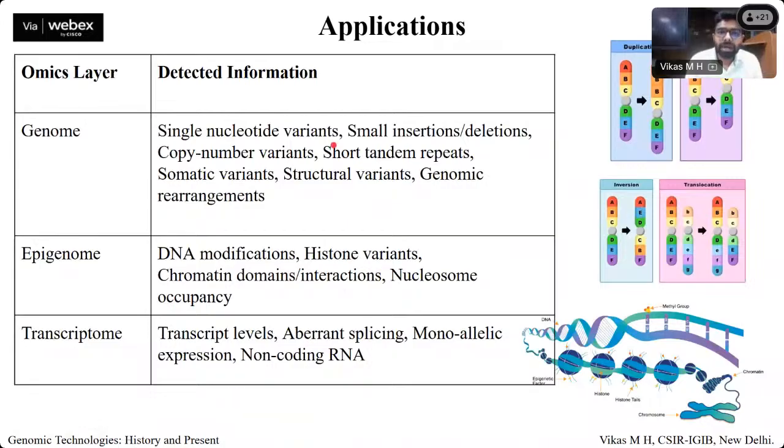So when it comes to the applications of all these technologies, at the genomic level, we'll be able to determine the single nucleotide variants, the insertions, deletions, copy numbers of a particular gene, and the short tandem repeats. I think most of the lectures yesterday and the day before covered these topics. When they talk about that, this is how we detect deletions and insertions.